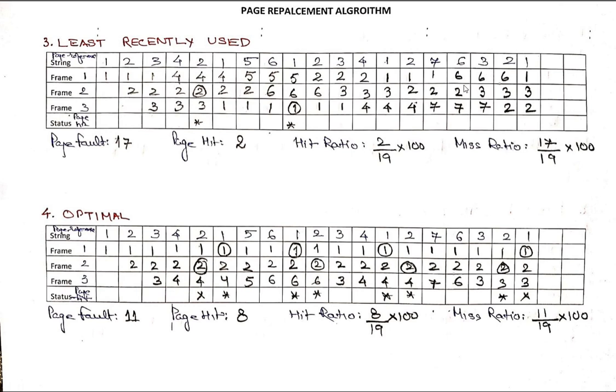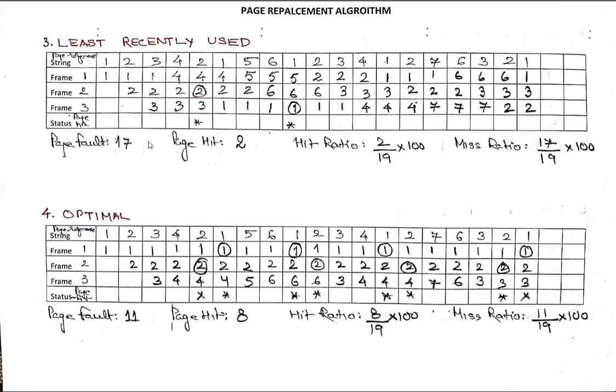When 3 comes, among 6, 2, 7, 2 is the oldest, so 6, 3, 7. When 2 comes again, among 6, 3, 7, 7 is the oldest, so 6, 3, 2. And finally when 1 comes, among 6, 3, 2, 6 is the oldest, so 1, 3, 2. This completes the entire table.